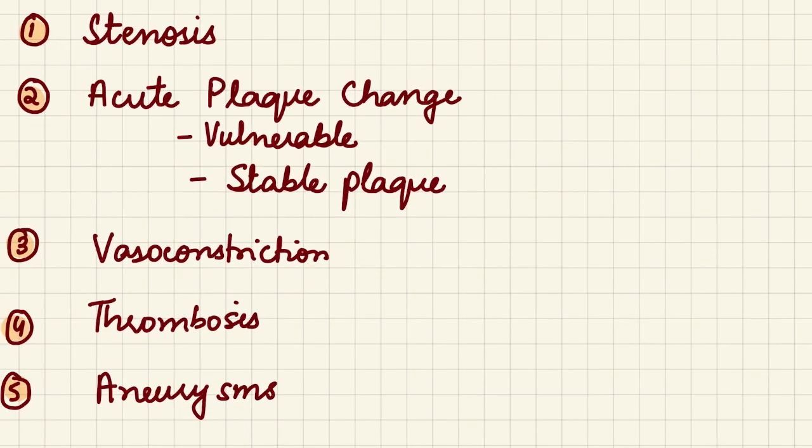Next is vasoconstriction. Now, why does vasoconstriction occur? We know that the endothelial cells normally produce nitric oxide, which is a vasodilator, and when endothelial cells are disrupted, the nitric oxide won't be produced. Also, vasoconstriction can occur due to the spillage of all the necrotic core contents, and generally the area will be disturbed, and that can cause vasoconstriction as well.